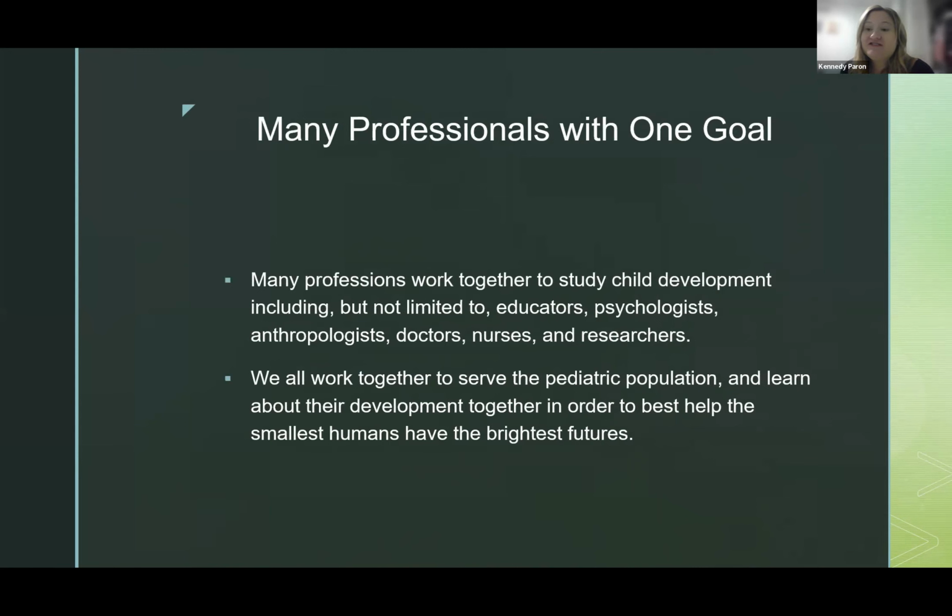So there are many professionals that study child development, but we have one goal. A few of these might include educators, psychologists, professors, anthropologists, doctors, nurses, and researchers, to name a few. We all work very hard to serve the pediatric population, which is the child population, and learn about development together in order to best serve the smallest humans and make sure that they have the brightest futures.